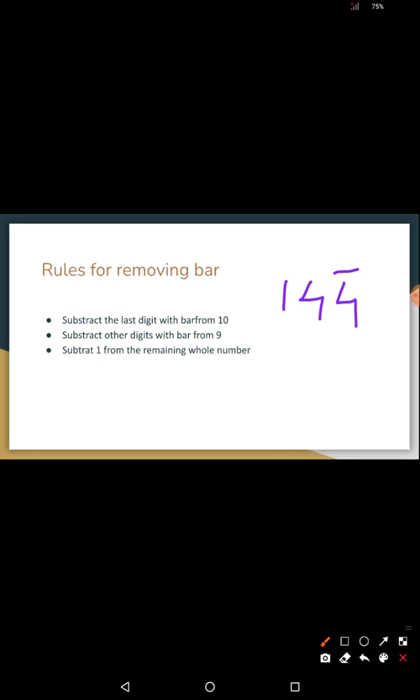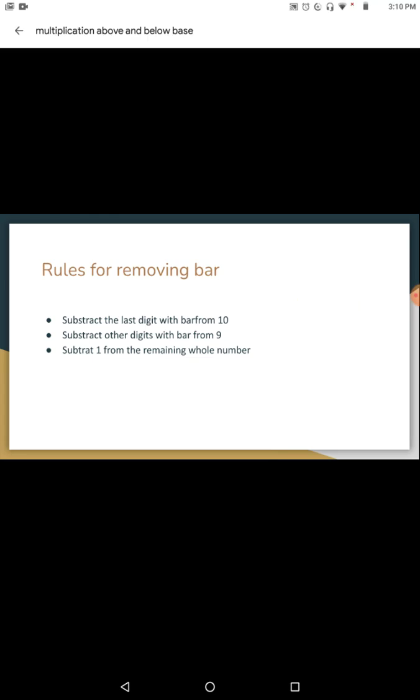Here, the last digit is 4, so you subtract 4 from 10 and you get 6. You don't have any remaining numbers with the bar, so you don't have to subtract anything from 9. If you have any, you subtract them from 9. Then take the whole number 14 and subtract 1 from it. So 14 minus 1 gives 13. So the answer to 8 into 17 is 136. This is how you remove the bar. We will discuss one more example.